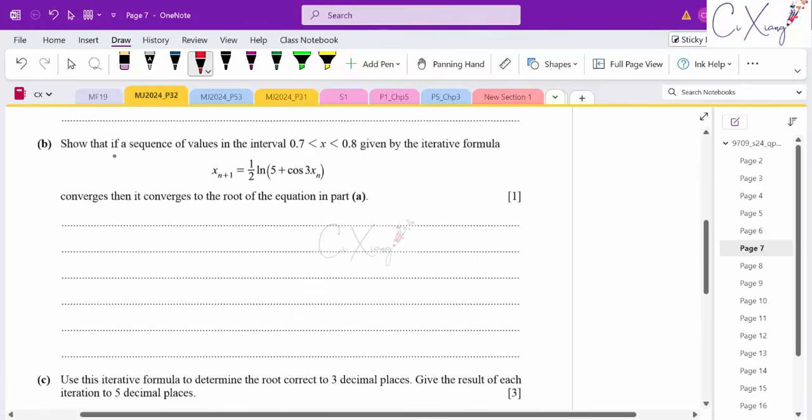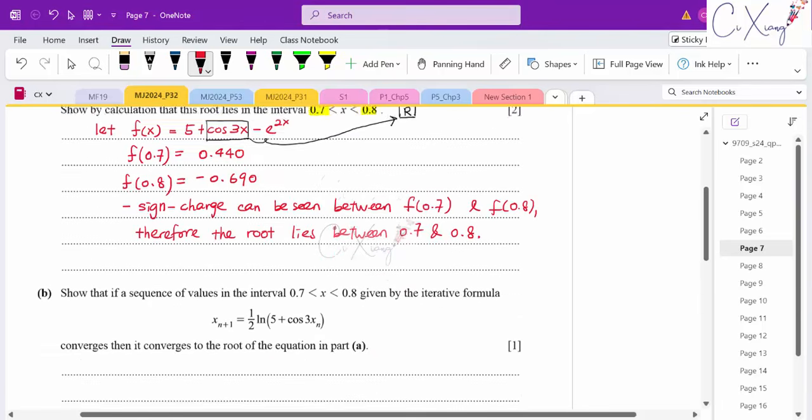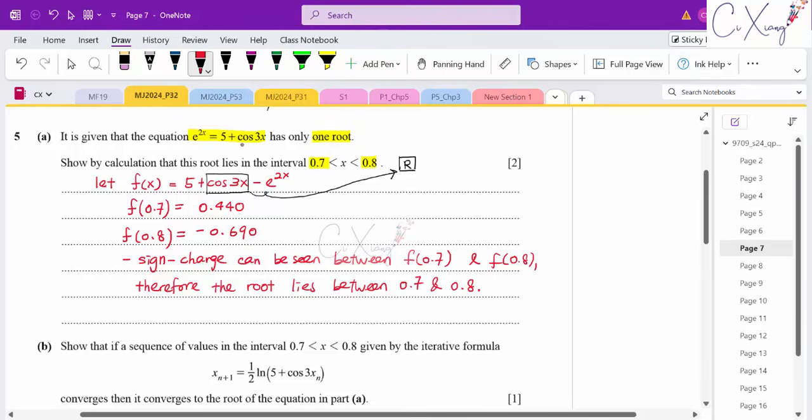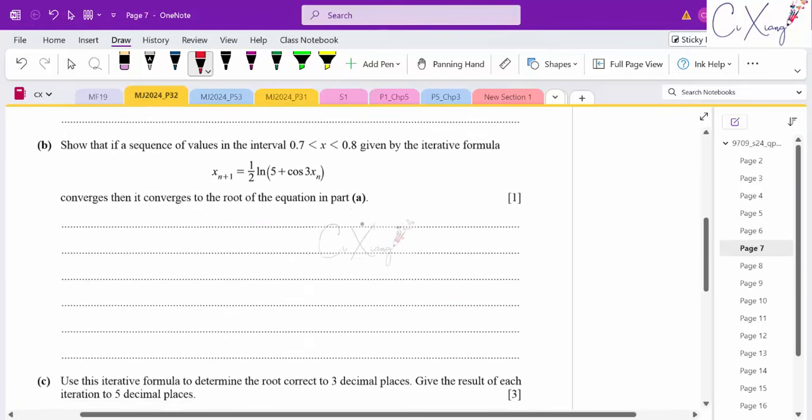For part B, they want us to show that a sequence of values in this interval, given by the iterative formula, converges to the root of the equation in part A. When you see this kind of question, you can try to rephrase your original equation to become the iteration formula, or the other way around. You can also start from the iteration formula, then go back to the original equation. They just want you to show that if I use this iterative formula, I can get the answer, and that answer is the answer for this equation. That's the meaning.